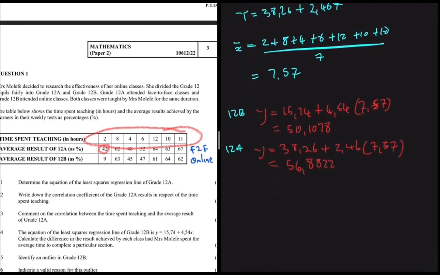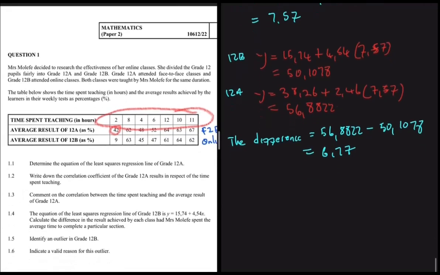So now we're looking for the difference. Let me just write that in words. The difference is going to be equal to the highest minus the lowest. So that will be 56.8822 minus 50.1078, and the answer for that shall be 6.77. So that is the difference when the teacher spends the average time to complete a particular section.